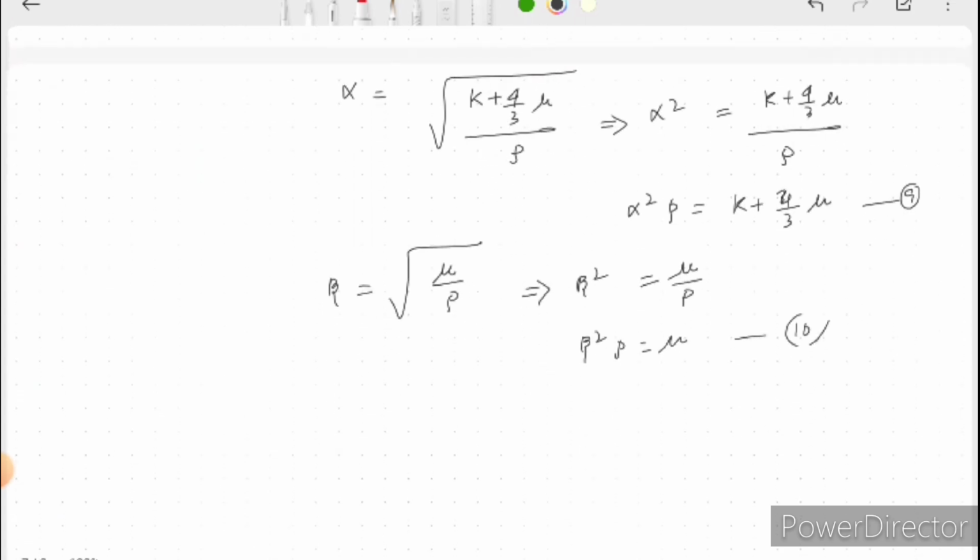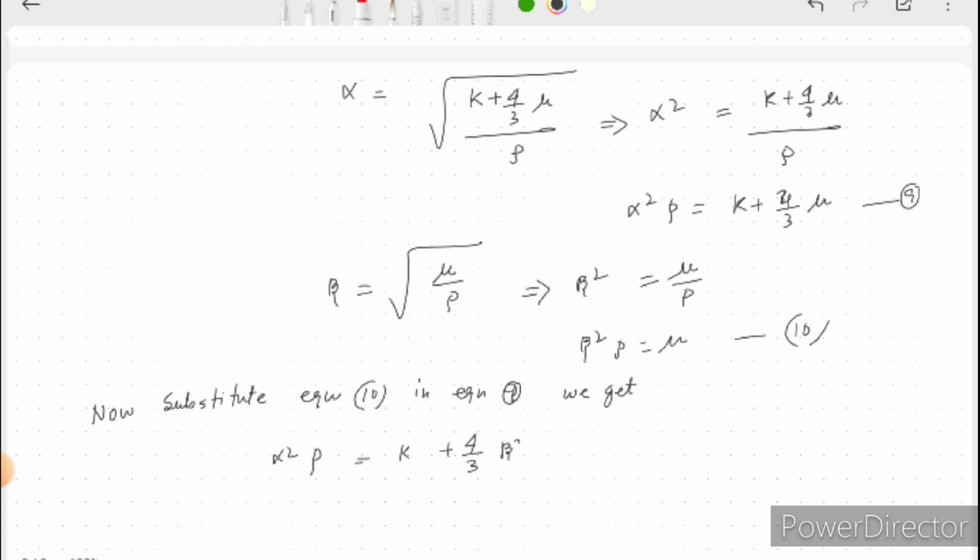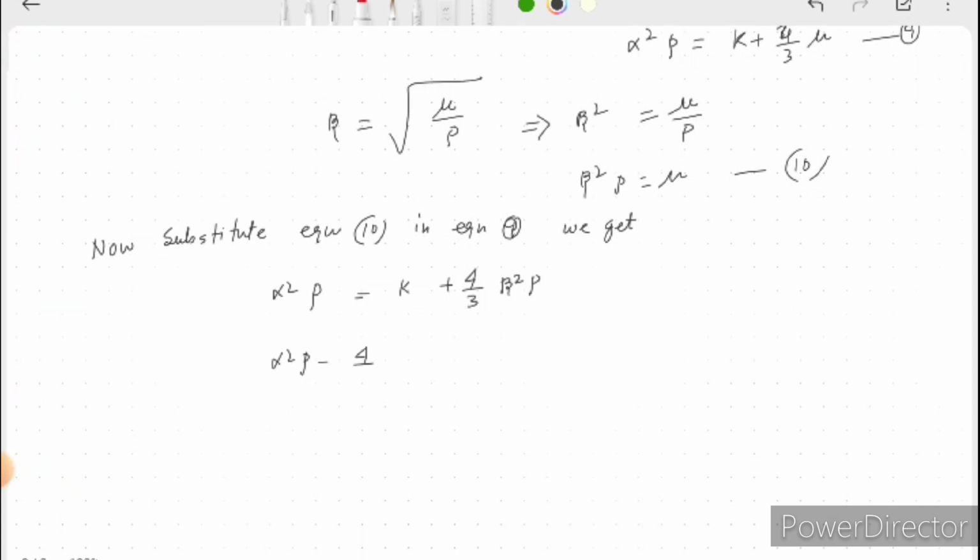Let's substitute the value of mu, equation 10, in equation 9. We get alpha square rho equals k plus 4 by 3 beta square rho. So from these expressions we get alpha square rho minus 4 by 3 beta square rho equals k. So alpha square minus 4 by 3 beta square, into rho, equals k.